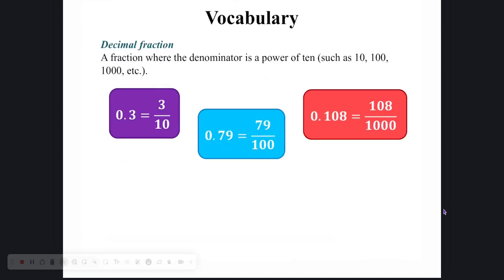Let's start with vocabulary. A decimal fraction is a fraction where the denominator is a power of 10, such as 10, 100, 1000, etc. The decimal 0.3 has the digit 3 in the tenths place. Therefore, it can be written as the fraction 3/10. The decimal 0.79 has the last digit in the hundredths place, so it can be written as the fraction 79/100ths. The decimal 0.108 has its last digit in the thousandths place. It can be written as the fraction 108 thousandths.